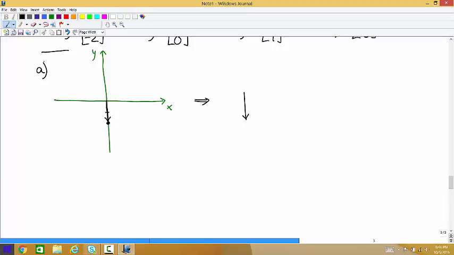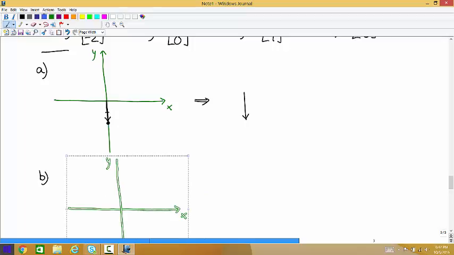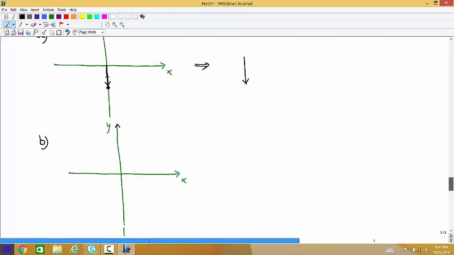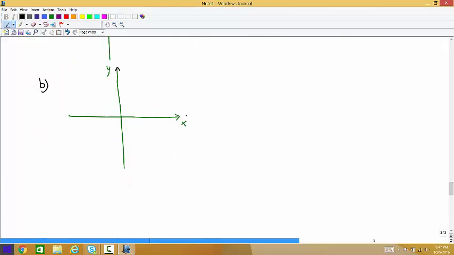Okay, so for part B, we're doing +15, 0. So plot the point +15, 0. That's out here. And then the vector goes from the origin to the point. So the vector is this.